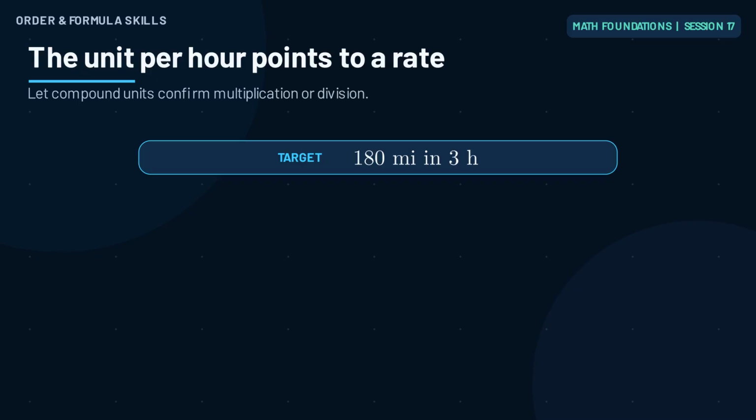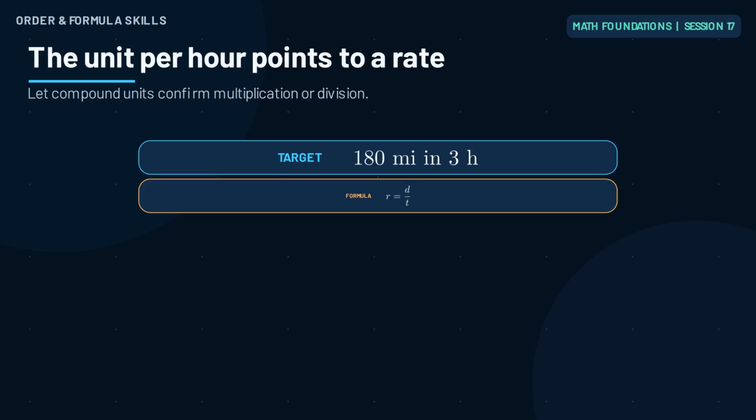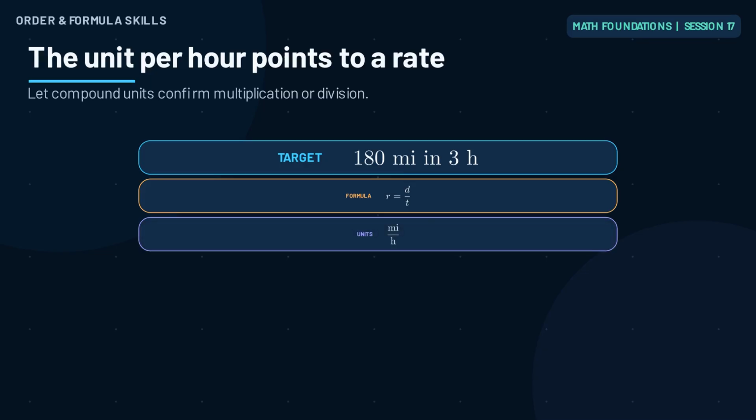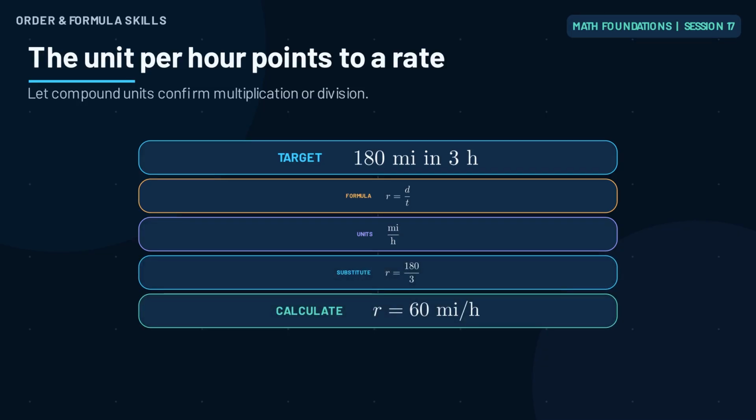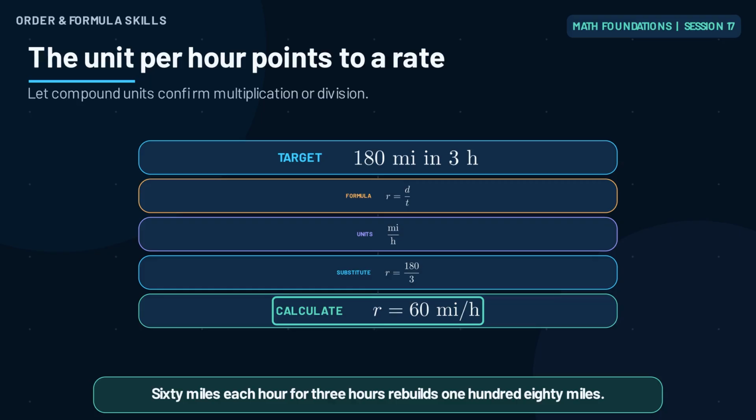A car travels 180 miles in 3 hours. Find its average speed. Speed equals distance divided by time. Miles divided by hours creates miles per hour. Substitute 180 divided by 3. The result is 60 miles per hour. The compound unit confirms that division was the correct operation. 60 miles each hour for 3 hours rebuilds 180 miles. Let the word per and the units guide the formula.